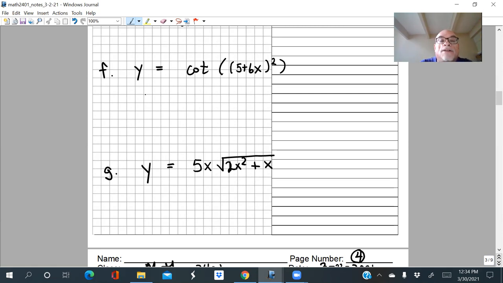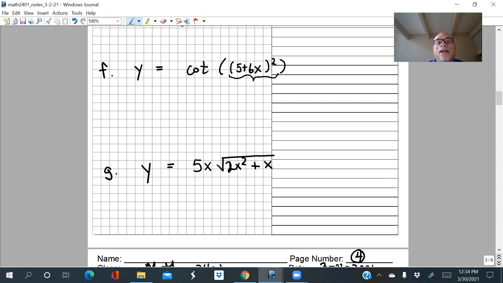Try to exercise some patience and some care when you're differentiating these complicated functions like cotangent of 5 plus 6x squared, okay? All right, so the first thing to notice here is just like in the prior two examples, you've got a trig function, in this case cotangent, applied to this expression, okay? And it's not just plain old cotangent of x, it's cotangent of something a little bit more complicated than x, right?